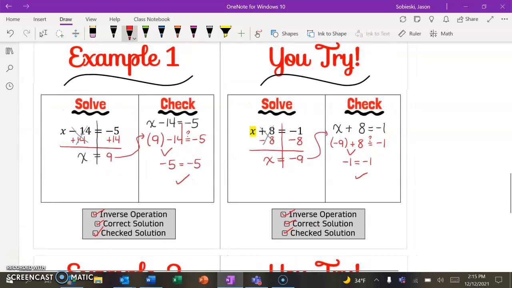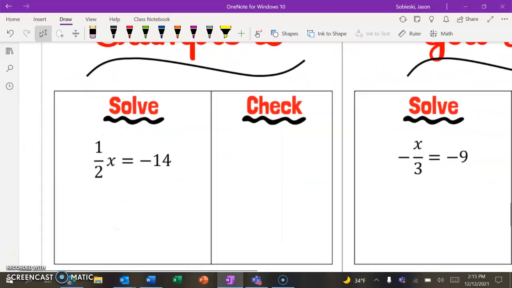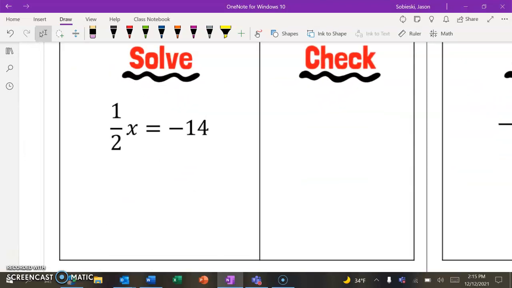So these two examples, what we just did, involved adding and subtracting. What we're going to do in example 2 is now introduce a little bit of multiplying. We said anytime we have a number, called a coefficient, in front of a variable, it's technically a multiplication problem. This is technically 1/2 times x. Again, our goal is to get this x alone. Right now it's attached to that 1/2 through multiplication.